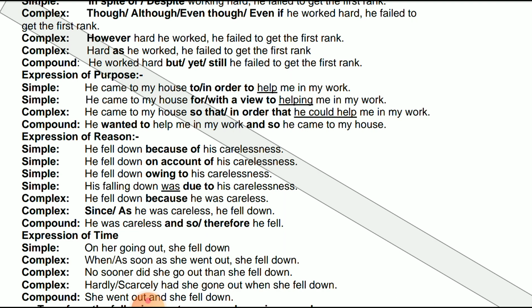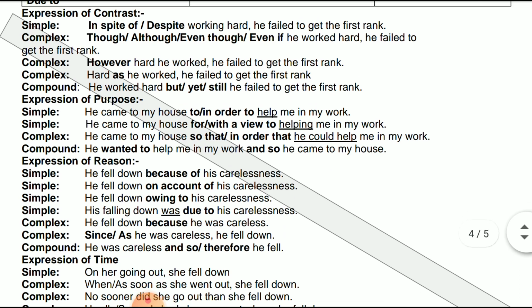To make it a compound sentence, as we have enlisted, the coordinate conjunctions which can be used to show contrast are but, yet, and still. So, he worked hard, but still he failed to get the first rank. That is a compound sentence.